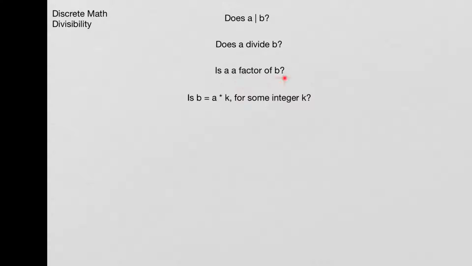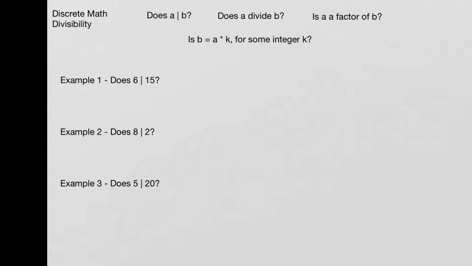We can also say, is A a factor of B? And another way of saying this is, is B equal to A times K for some integer K? And this is very often what you want to use in order to determine if A divides B. So let's take a look at a couple of examples. Example 1 asks, does 6 divide 15? So for me to determine this, I'll say, is 15 equal to 6 times k for some integer k? And when I solve for k, what I see is that k is equal to 15 over 6, which is 5 over 2, and that is not an integer.